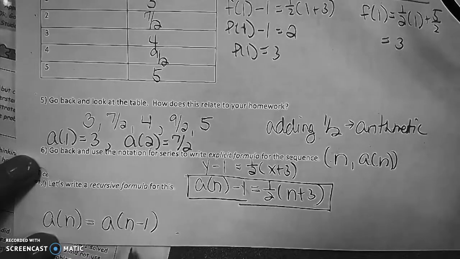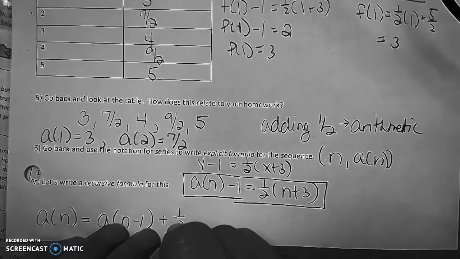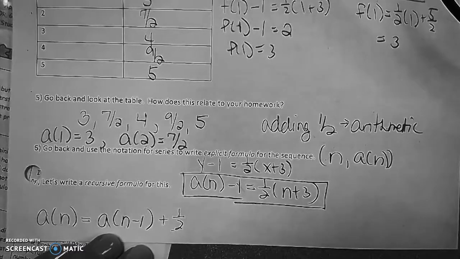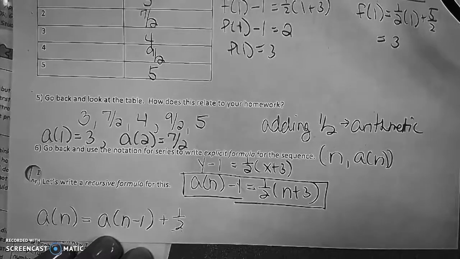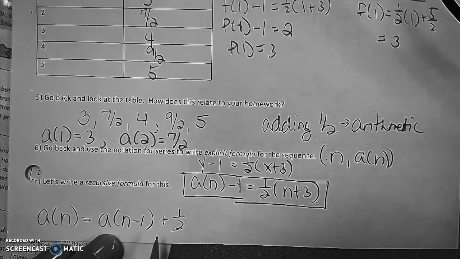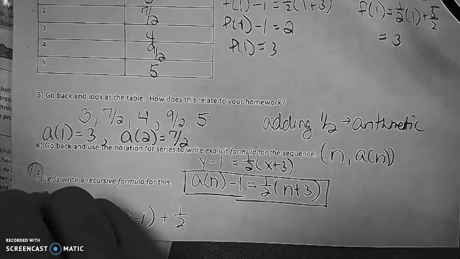5 minus 1 is 4. Well, every single time here we're adding 1/2. Every single time, I take the previous term and add 1/2 to find the next term. But the thing is, I don't know what I'm adding 1/2 to. So when I have a recursive formula, I actually have to write 2 parts.